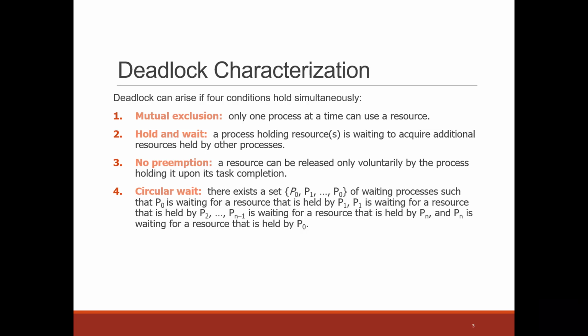And finally, there's a circular wait, whereby there's a set of processes such that process 0 is waiting for a resource which is held by process 1. Process 1 is waiting for a resource which is held by process 2, all the way around until process N is waiting for a resource held by process 0. If these 4 conditions hold simultaneously, then a deadlock has occurred. We can use a resource allocation graph to help us think about and model these situations.